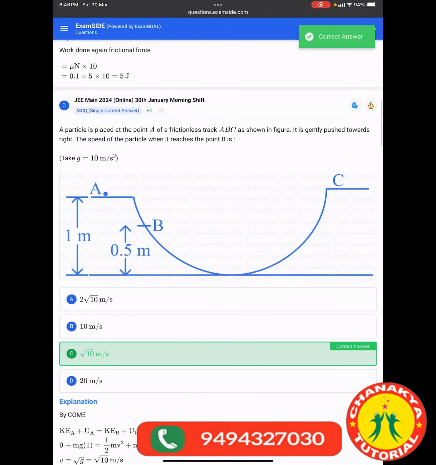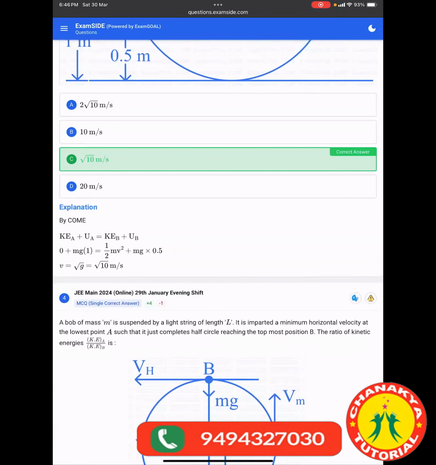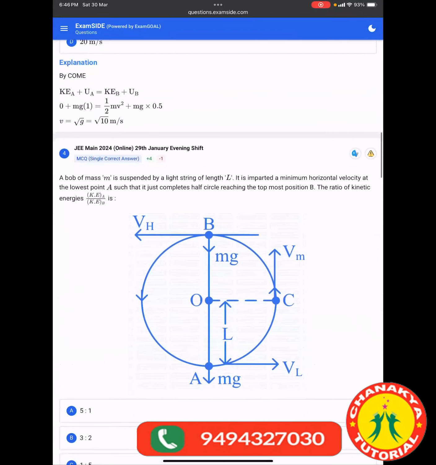Let us check the answer. Yeah, root 10. Okay, guys. So far, whatever I have taught, that is only coming.